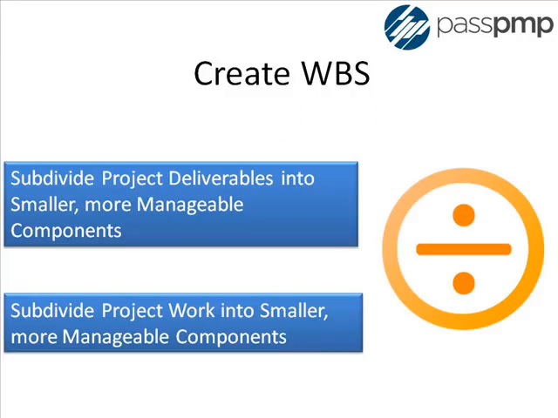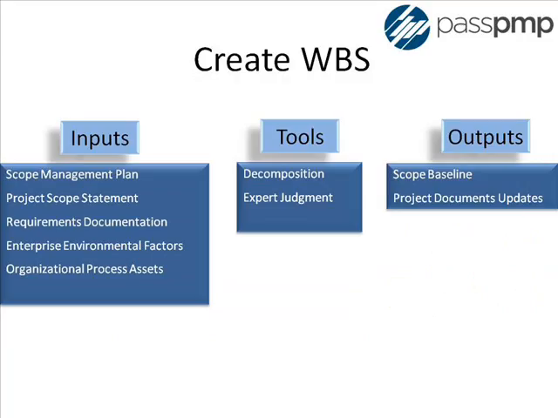The fourth process is create WBS. This is the process of subdividing project deliverables and project work into smaller, more manageable components. The key benefit of this process is that it provides a structured vision of what has to be delivered. The main output of this process is a scope baseline.